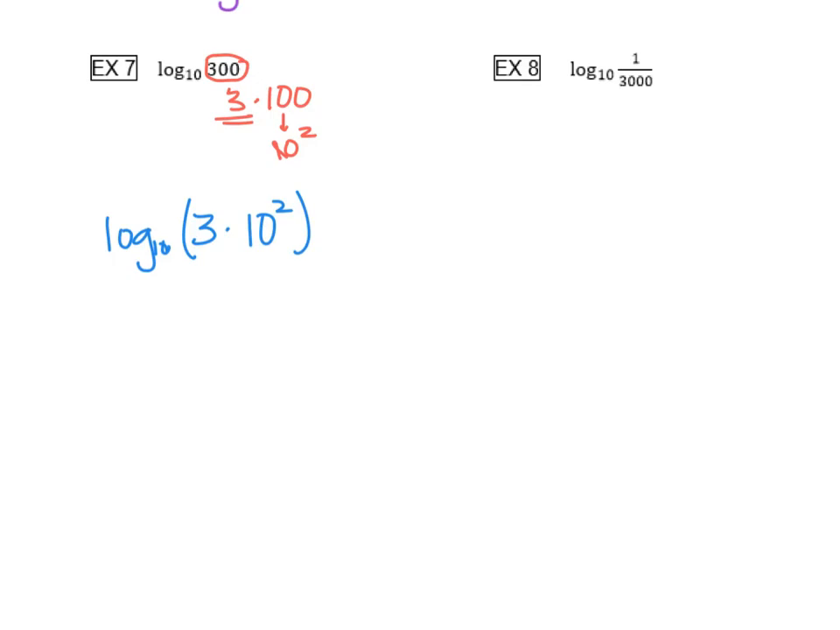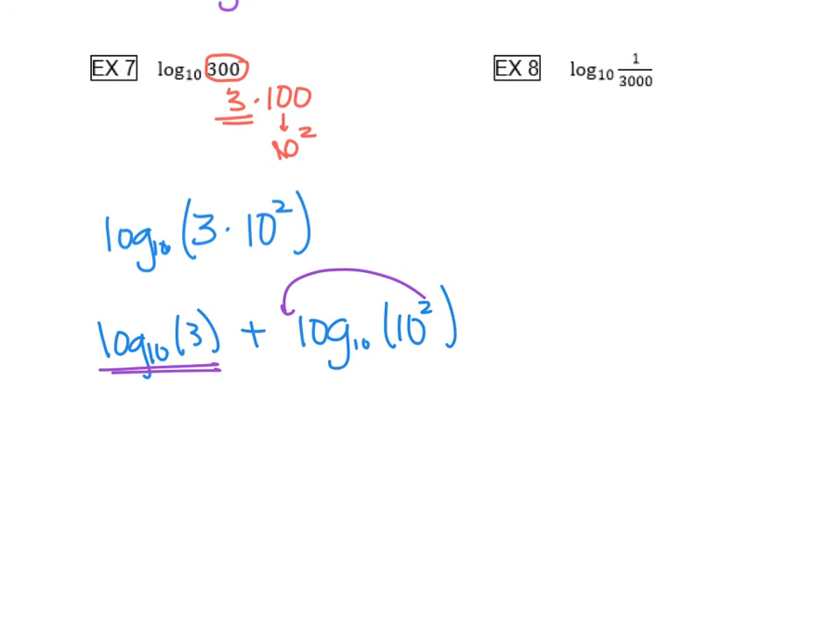So we have a law that tells us we can break this apart with addition. Log base 10 of 3 plus log base 10 of 10 squared. Alright, so this one is set. That looks good. This one has this exponent that we're going to put out front. So we have log base 10 of 3 plus 2 times the log base 10 of 10.